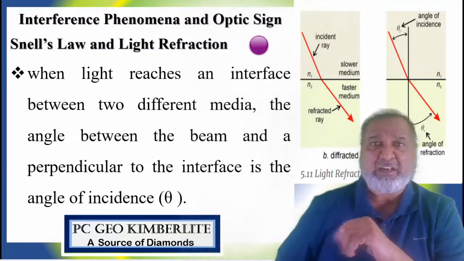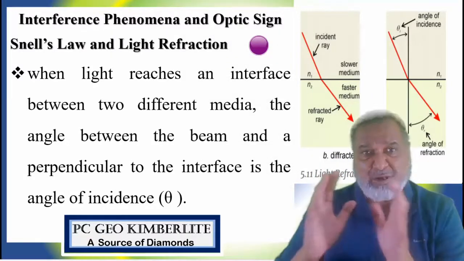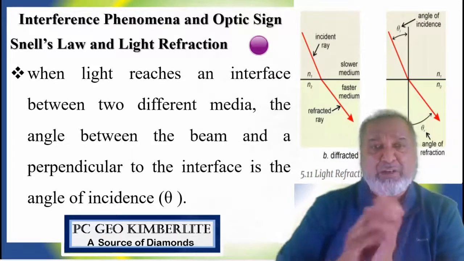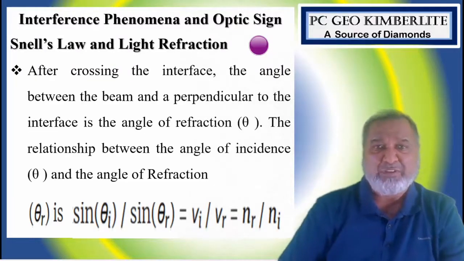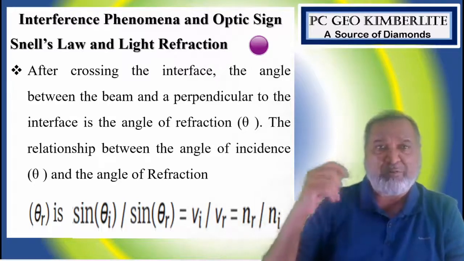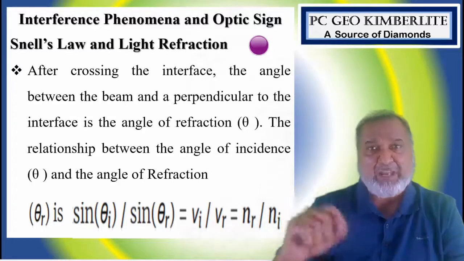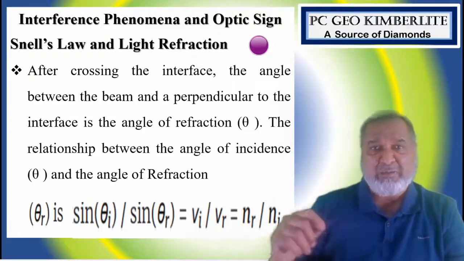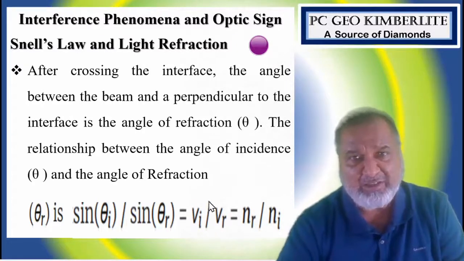When light reaches an interface between two different media, the angle between the beam and the perpendicular to the interface is the angle of incidence. After crossing the interface, the angle between the beam and the perpendicular to the interface is the angle of refraction. The relation between them is given over here: sin i over sin r equals nr upon ni.